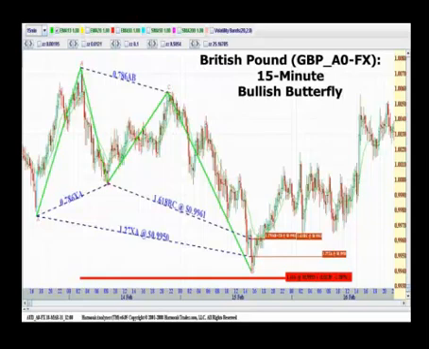Now, this establishes the other measurements within the structure for a BC, a mandatory minimum 1618 BC extension that combines with the alternate 1.27 AB equals CD pattern. Those two numbers complemented the primary 1.27 XA leg.